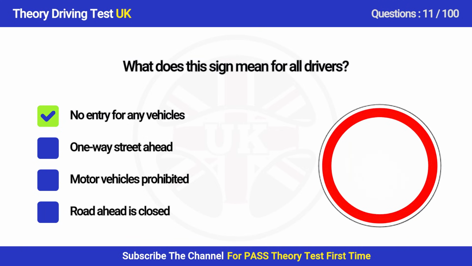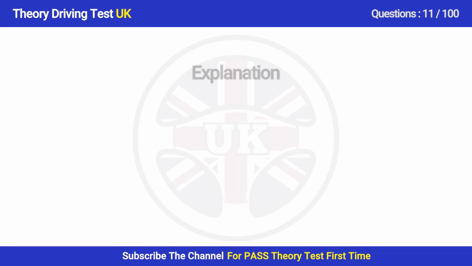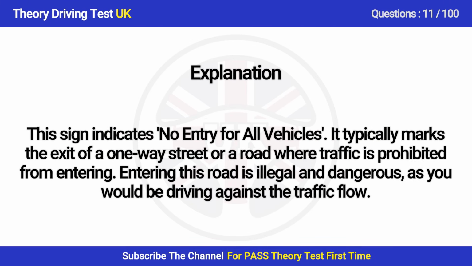Answer is A. No entry for any vehicles. This sign indicates no entry for all vehicles. It typically marks the exit of a one-way street or a road where traffic is prohibited from entering. Entering this road is illegal and dangerous, as you would be driving against the traffic flow.